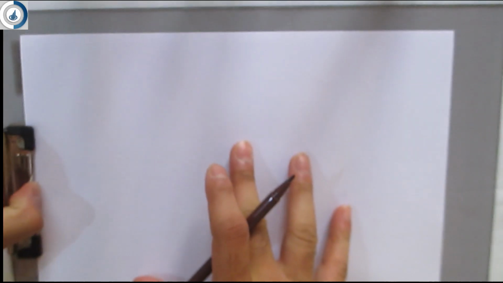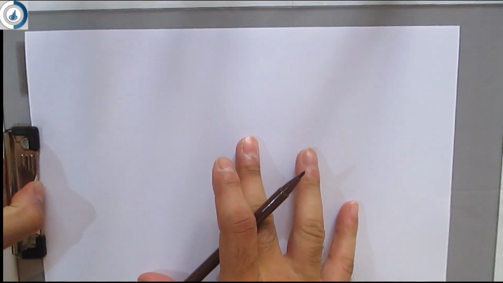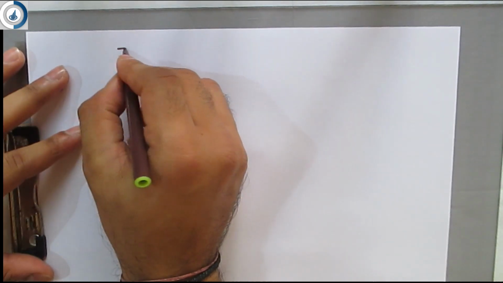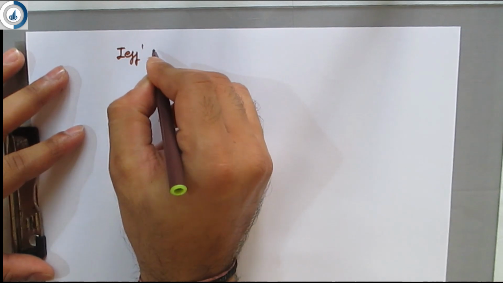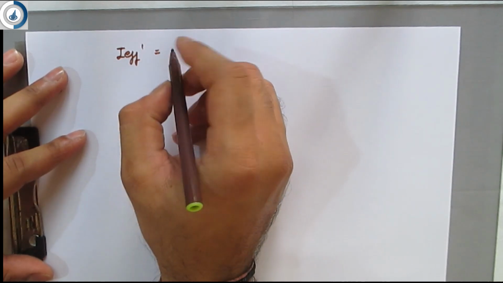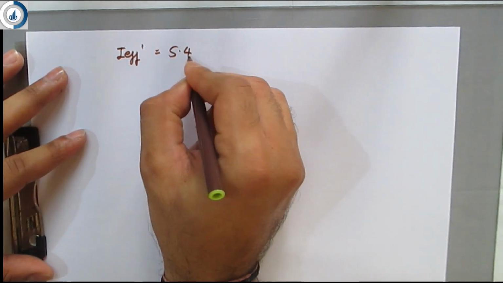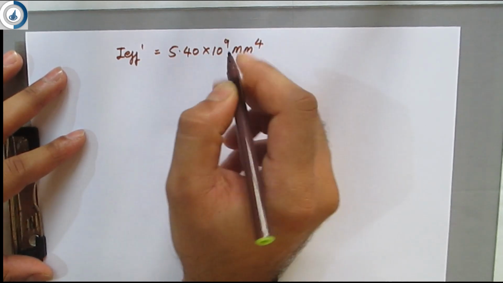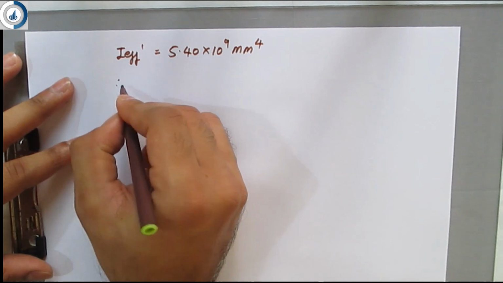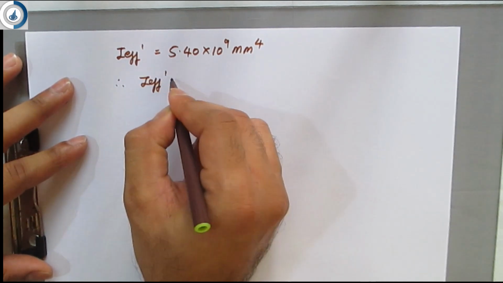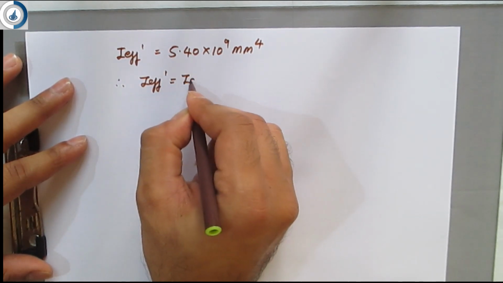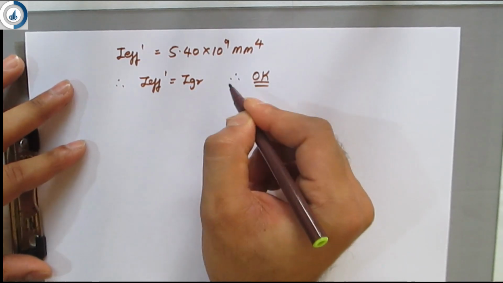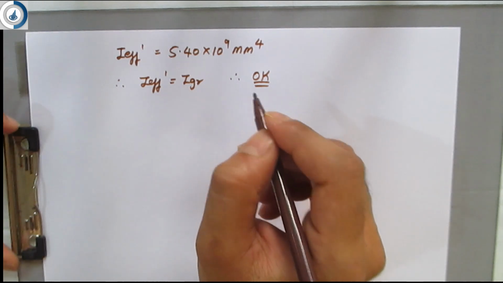So this is the substitution. Once you substitute, you have to insert those values in your calculator, and you will get I effective dash equal to the new value, 5.40 into 10 raised to 9 mm raised to 4. So now I effective dash is equal to IGR. It is the same as IGR. The condition was less than or equal to, so it is equal to, therefore it is okay.